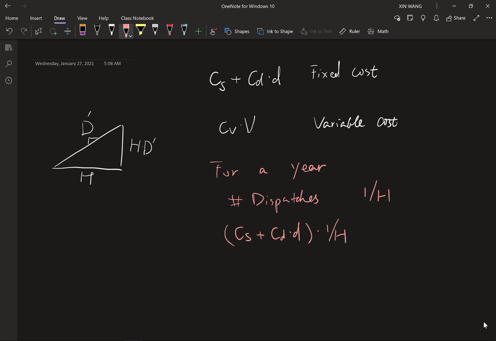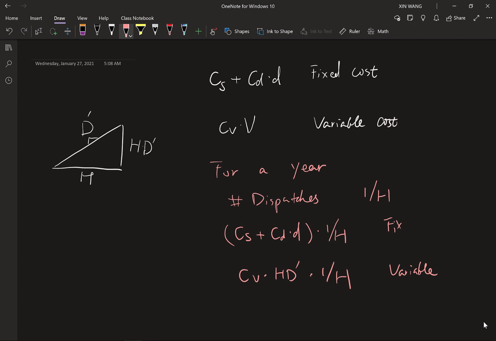So let's see the variable cost. Every dispatch we have the load is H D prime. So we have the variable cost for one dispatch. Then we calculate how many dispatches over a year. So this is a fixed cost, and this is a variable cost. Remember that this is a total cost for 1 year.